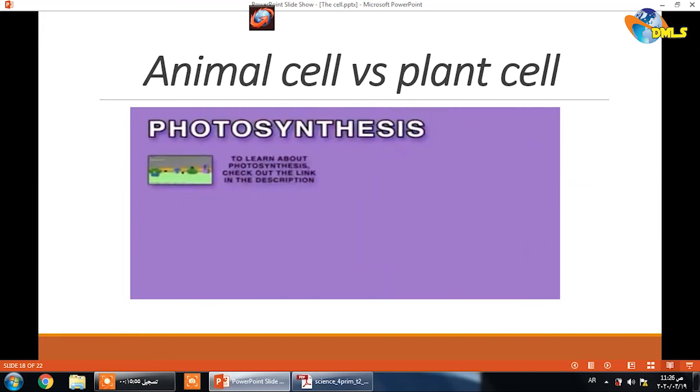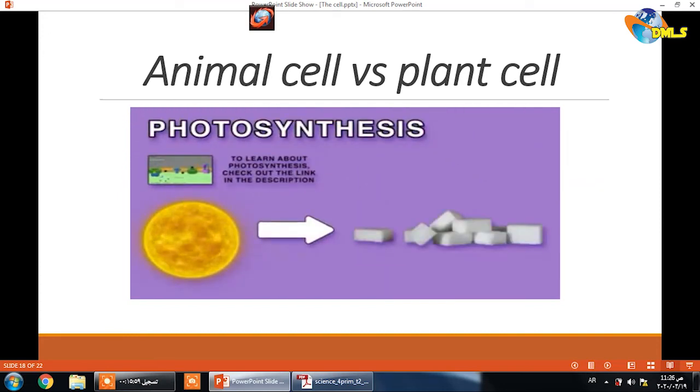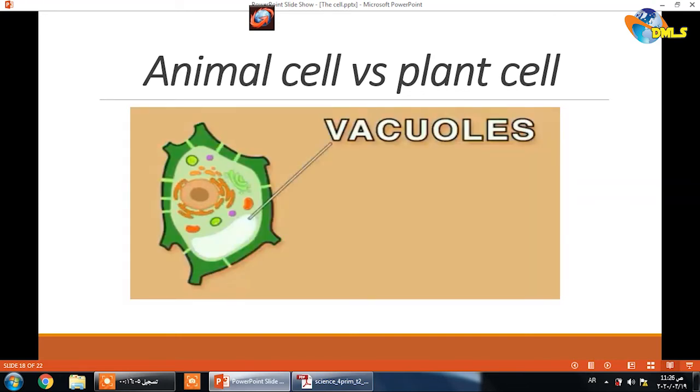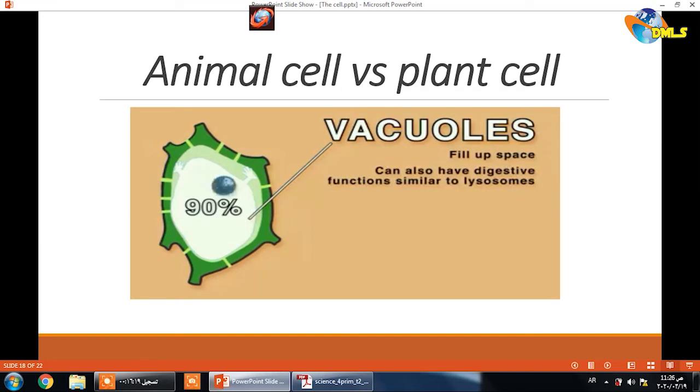Another important difference between plant and animal cells is in their vacuoles. Vacuoles in plant cells can occupy up to 90% of the cell's volume, and have a single membrane. One of their roles is simply to fill up space, but they can also have digestive functions similar to lysosomes. Vacuoles have enzymes that perform many functions and can store nutrients or provide space to degrade waste substances.